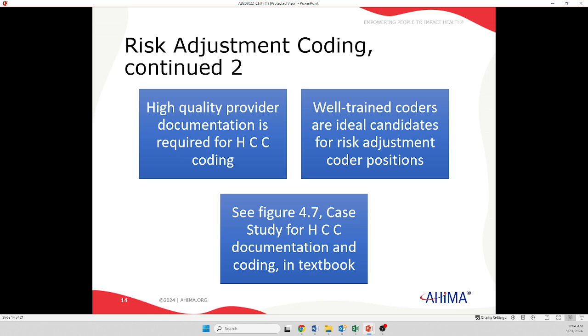So let's look at that just one minute. It gives us two scenarios. The first side of that column is poor documentation. And then the same patient on the other side is good documentation. So take just a minute and look at those two different documentations.